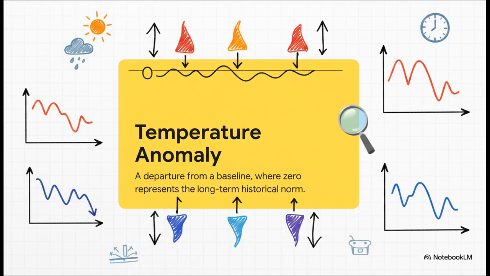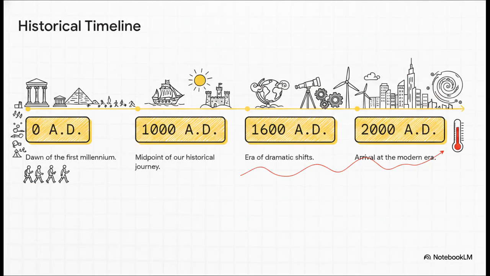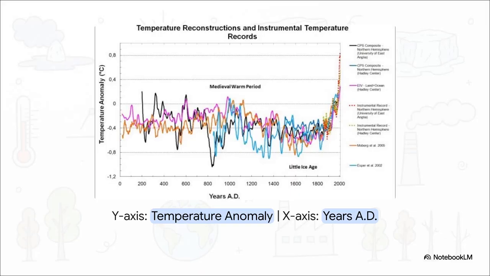absolute temperatures. So here is our roadmap for today. We're physically walking through this timeline starting at the dawn of the first millennium at 0 AD, moving to 1000 AD, hitting the dramatic shifts around 1600 AD, and finally arriving at the modern era in 2000 AD. All right, here is our master data set, the temperature reconstructions and instrumental temperature records. Let's get oriented before we trace it out.